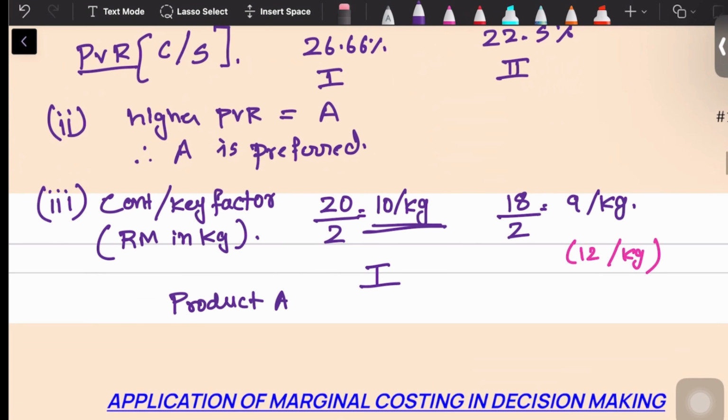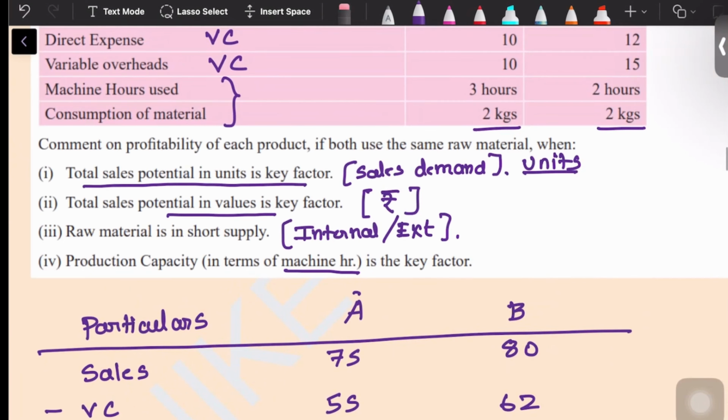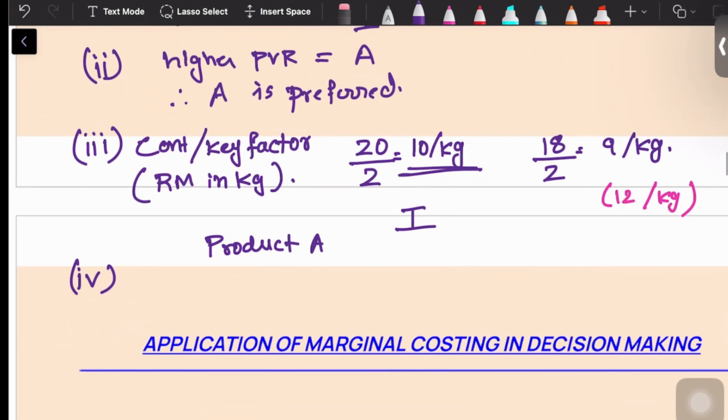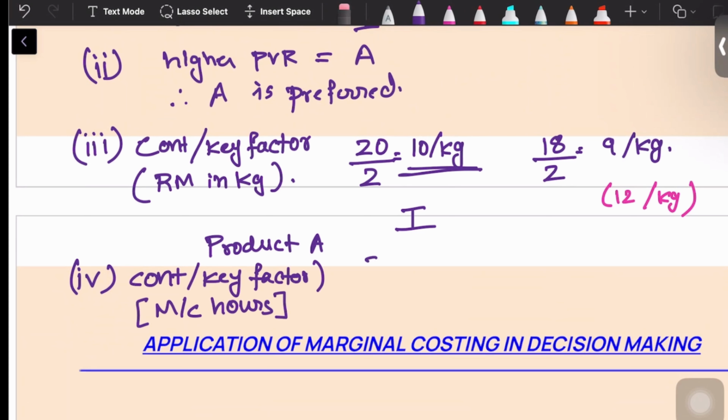Then last one, fourth one. What is the limiting factor? Machine hour is the limiting factor. So machine hour for A is 3, for B it is 2. In the fourth also, I calculate contribution per key factor. Here key factor is machine hours. So 20 divided by 3. So I will get 6.67 per kg.